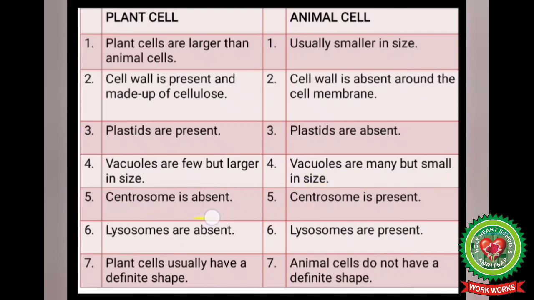Plant cell, centrosome is absent. Animal cell, centrosome is present. Plant cell, lysosomes are absent. Animal cell, lysosomes are present. Plant cells usually have a definite shape. Animal cells do not have a definite shape.